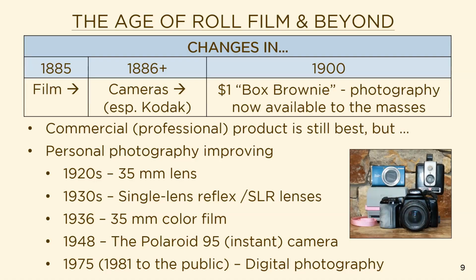1948, Polaroid, the instant camera. And then people at Eastman Kodak in 1975 developed a digital camera, which was available to the public in 1981. Kodak also developed a thing like Polaroid, which came out in about 1975 or 76 for a little competition there.